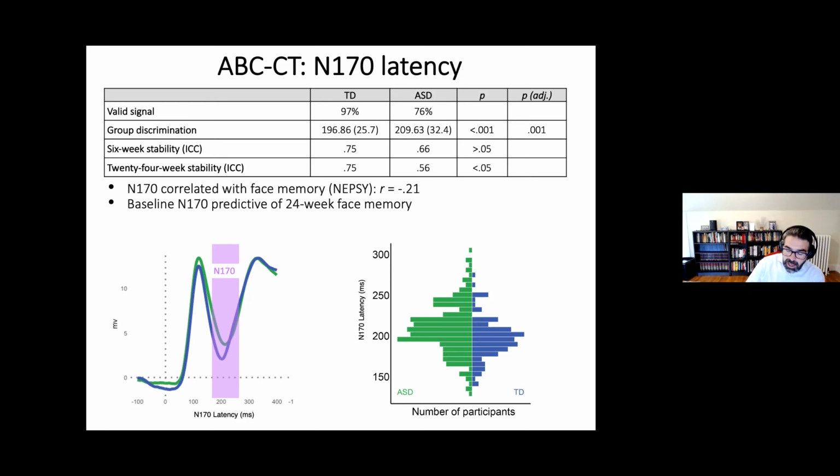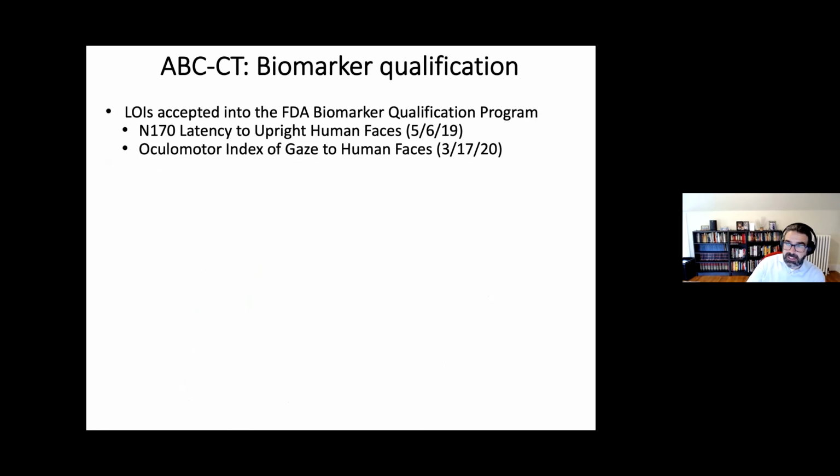What we did with this was approach the FDA. They have a biomarker qualification program, as I mentioned. The first step is to submit a letter of intent. We did so, for the N170 and, though I haven't gone into detail today, an eye tracker biomarker called the ocular motor index of gaze to human faces, basically how often people look at faces on screen. Both of these were accepted into the FDA's biomarker qualification program, which is a milestone in that these are the first two biomarkers for autism and the first two biomarkers for any psychiatric diagnosis to be accepted into the FDA's program. It doesn't mean we don't have a long way to go, but it's still exciting to have made it to this point.